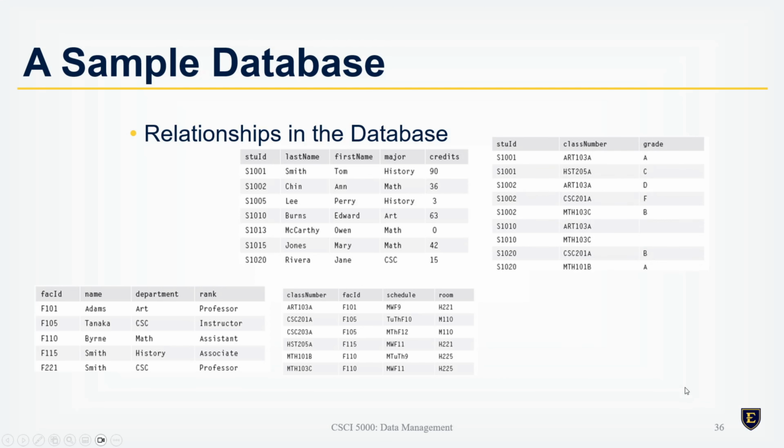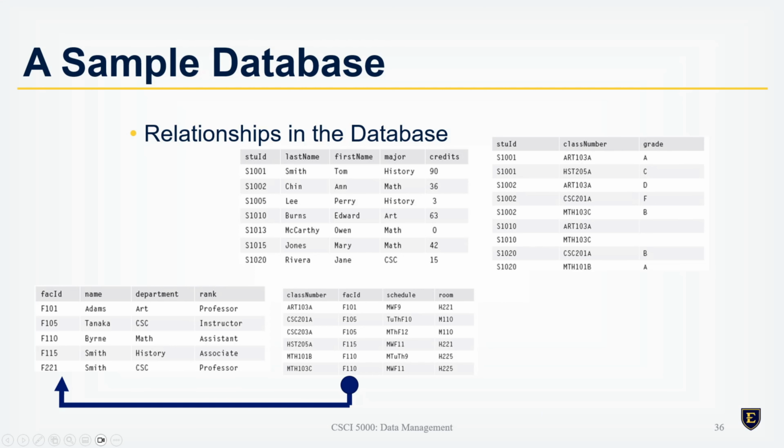Well, in the class table, we see faculty ID, and that probably is relating to the faculty table. So if we draw a line there, we can see that the faculty ID is referencing the faculty table's faculty ID. So we can see that CSC 201 was taught by F105. If we look at F105, we see Tanaka is a CSC department instructor.